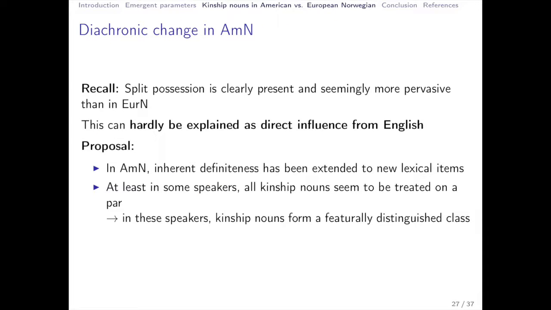Now, in American Norwegian, as you remember, split possession is clearly present and it's seemingly more pervasive. This can hardly be explained as influence from English, even though these speakers are bilingual, because English does not really have split possession to this extent. My proposal then is that in American Norwegian, inherent definiteness has been extended to new lexical items, and at least in some speakers, all kinship nouns seem to be treated on a par. So these speakers seem to treat kinship nouns as a featurally distinguished class.